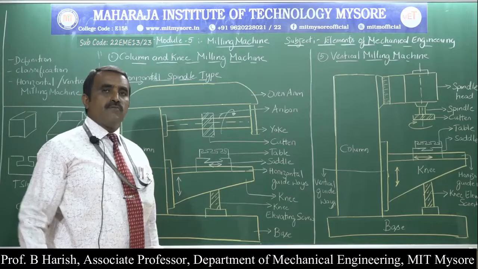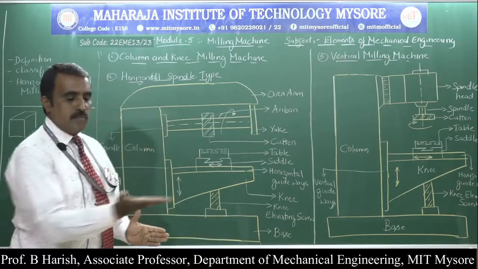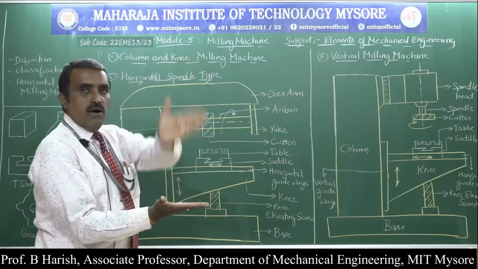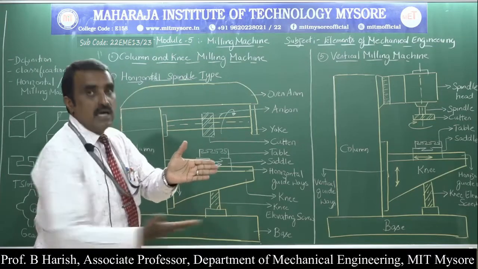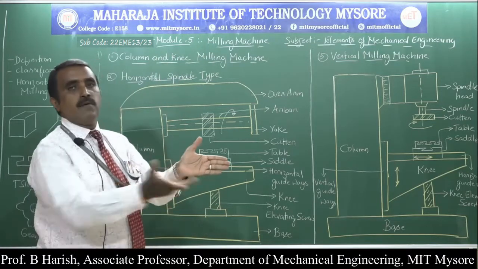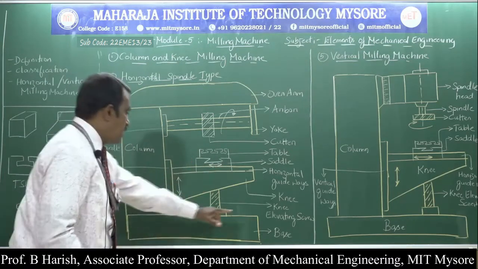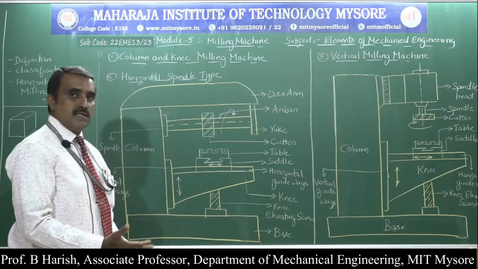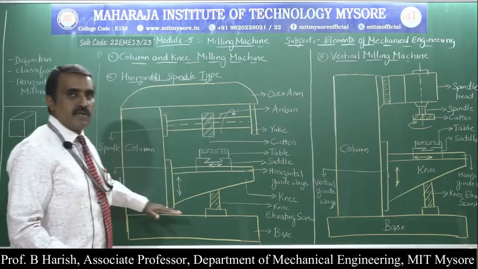Then coming to the individual function of the parts. The bottommost part is called the base. The base is the one which supports all other parts of the machine. That is the bottom one which we place on the ground surface, or it may be placed on a platform also. It is the bottommost part, called the base, that is supporting and holding the entire machine.